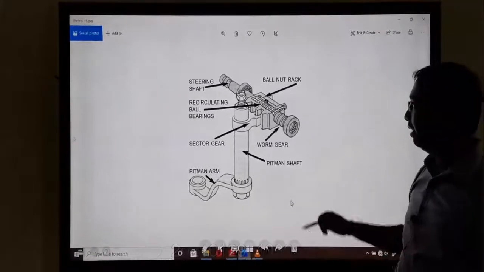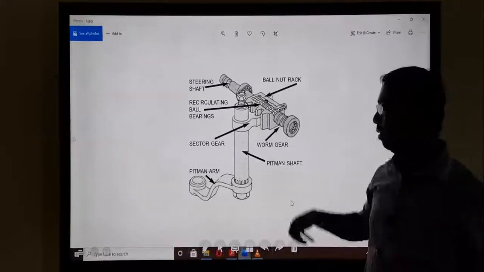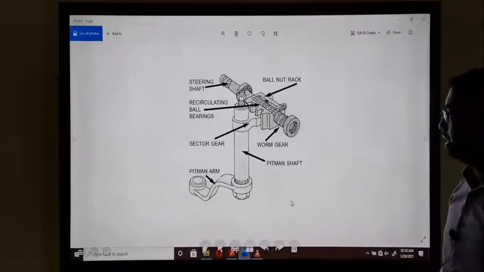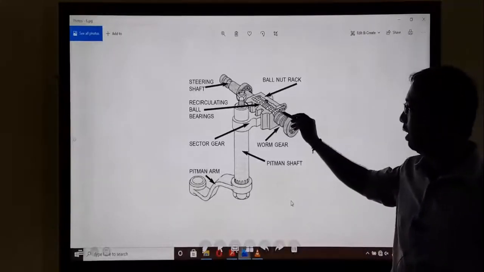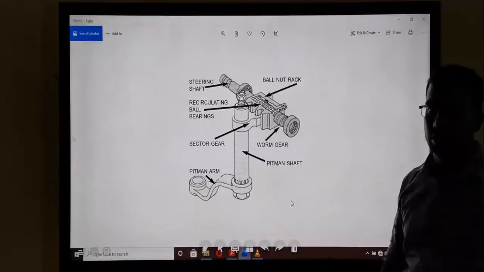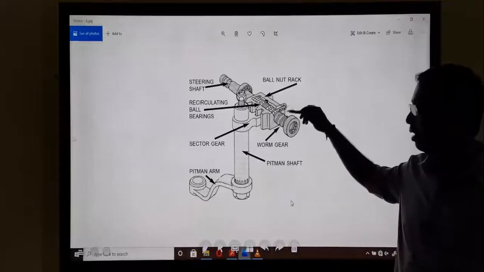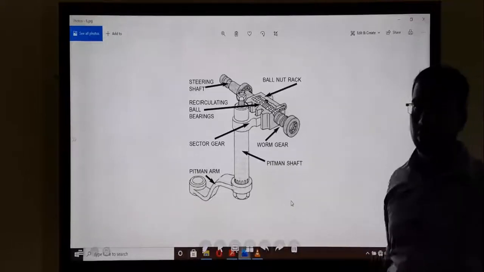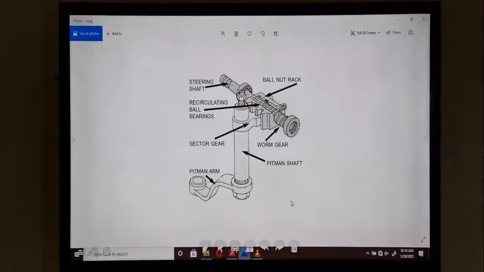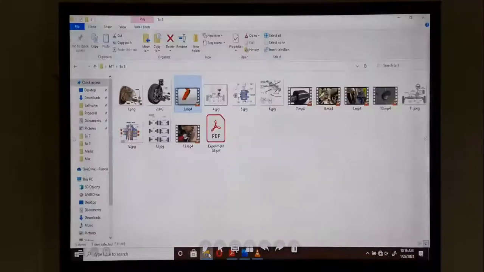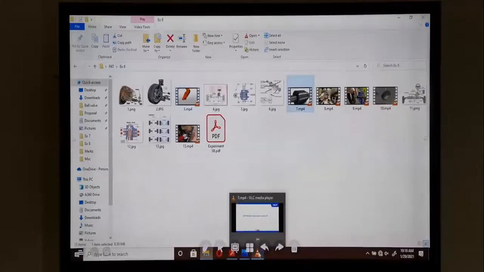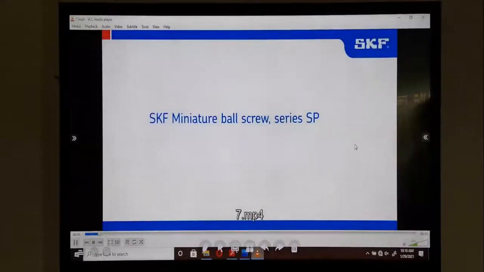And here you can see inside of this ball nut rack there are some balls. So what is the use of these balls? Here you can see, they facilitate the ball nut movement very smoothly and efficiently. I think I will explain this with a video.